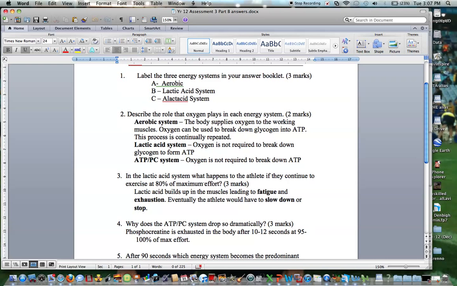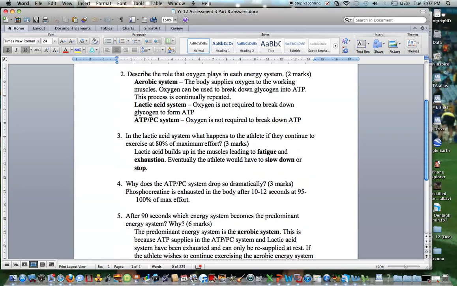Eventually, the athlete will have to slow down or even stop. So they're the things that for 3 marks we're looking at. We're looking at some fatigue, some exhaustion, and having to either slow down or stop. Question 4 says, why does the ATP system drop so dramatically?